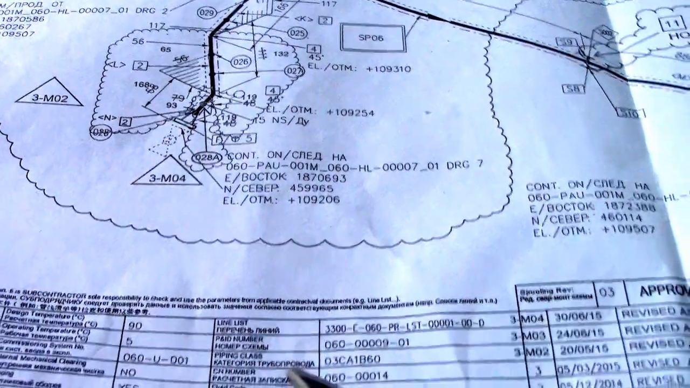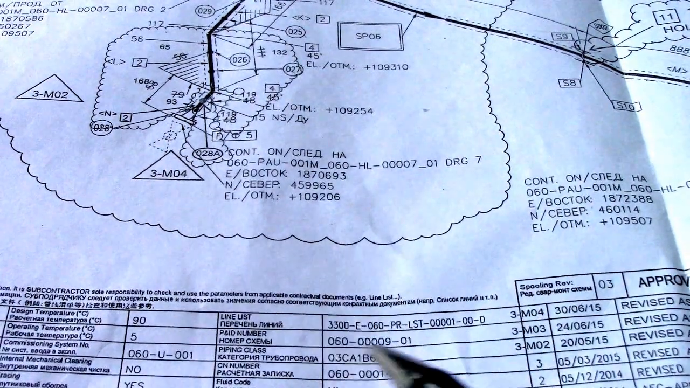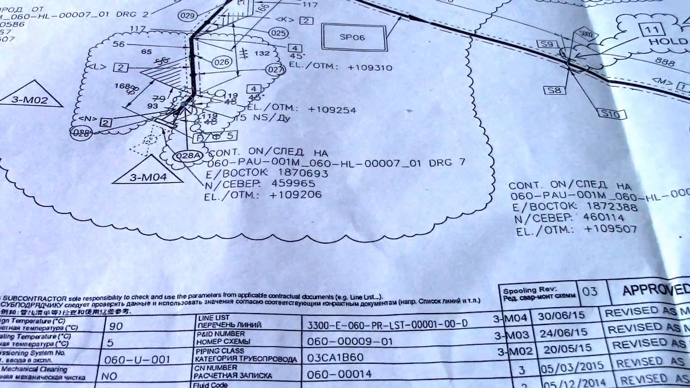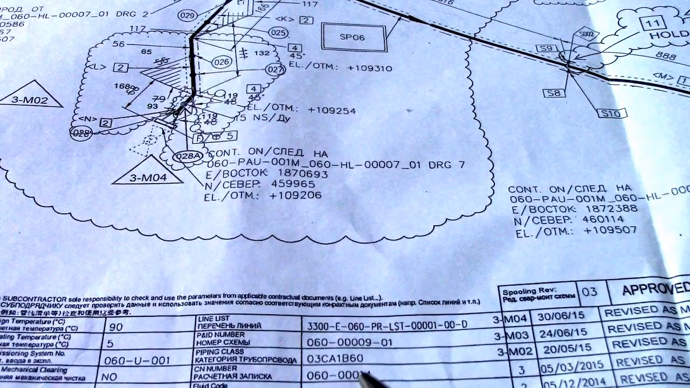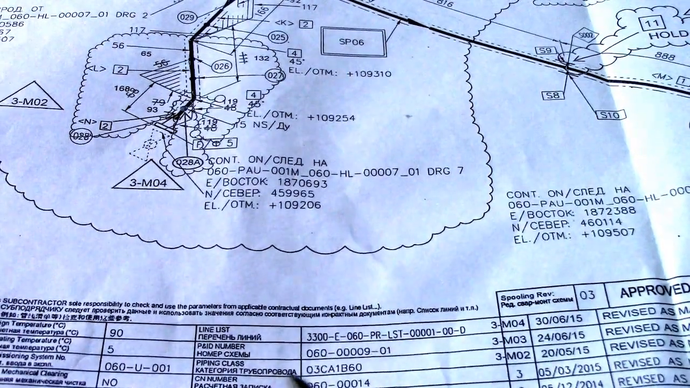And also a line list, PNID number. So this is the PNID number. If you want to check this line in the PNID, check here what is number. You will find it in the PNID. So this is the PNID Pipefitter class. Okay. So all here in this table.